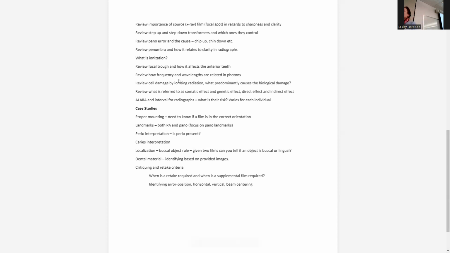Review importance of the source film in regards to sharpness and clarity. I think it's backwards. That's what it is, a typo. So change this, make a note. Where the X-ray comes from, the source, the tungsten target, you want that area that generates radiation or X-ray photons to be very small. So the distance between that and your film, remember how we played with that? That should be shorter, right? Or longer.